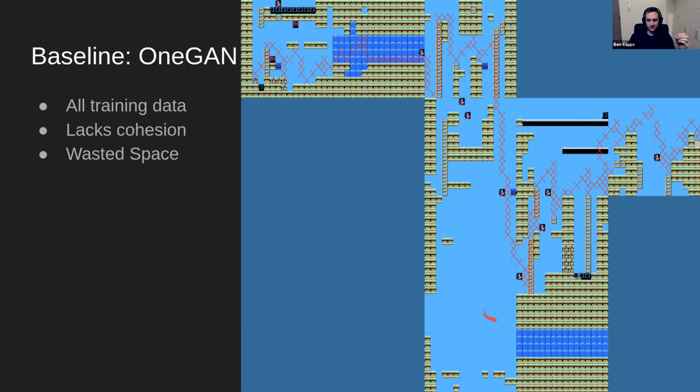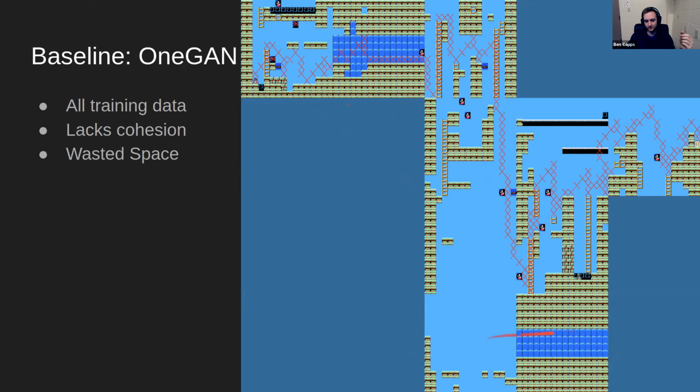And so as a result, as you can see here, there are two entire segments that aren't used at all in this solution path. And there's a lot of lack of cohesion and things just don't make sense, right? Like this ladder leads up to nowhere and like death, immediate death. And if you were to follow the logical progression of the level, you'd end up getting stuck in this bottom portion.